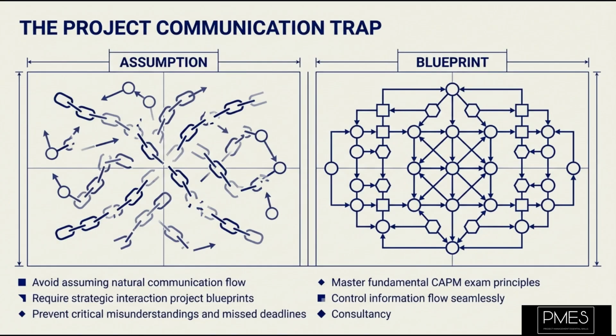Many project managers make one crucial planning mistake that almost guarantees project trouble. They assume communication will just happen naturally. You might think, well, everyone talks, right? But on a project, leaving communication to chance is like building a house without a blueprint. It leads to misunderstandings, missed deadlines, and frustrated teams.